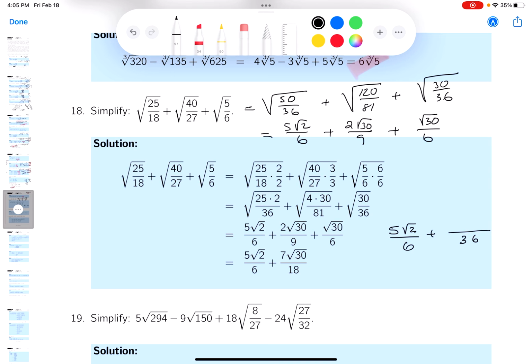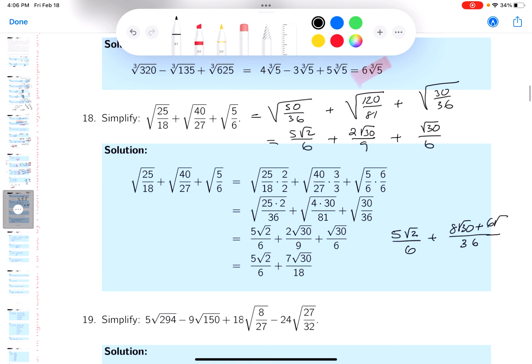So what times 9 would give you 36? 4, so it would be 8 root 30. I'll write that down for you. Plus, well, what times 6 would give you 36? That would be 6 root 30. Okay, 5 root 2 over 6. And what would you get over here? 8 and 6 is 14, right? Root 30 over 36. And I think I could reduce that. So 5 root 2 over 6 plus 7 root 30 over 18.